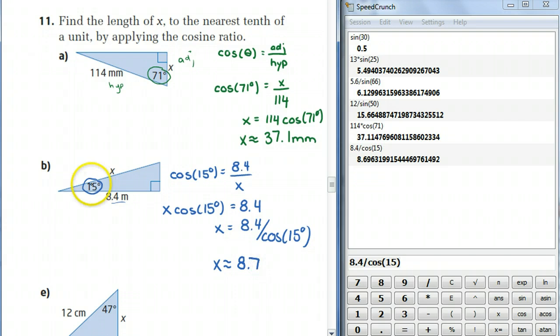So again, I asked myself, does this make sense? 15 degrees is a pretty small angle, so that means that this length here, the opposite length, is going to be very short, which would make x pretty close to 8.4.